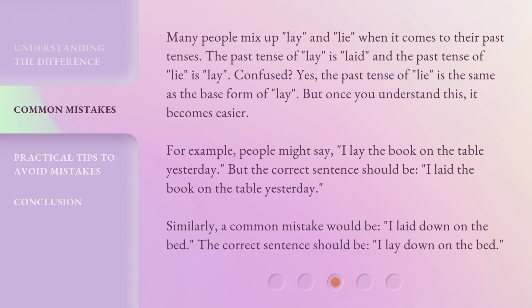For example, people might say, I lay the book on the table yesterday. But the correct sentence should be, I laid the book on the table yesterday. Similarly, a common mistake would be, I laid down on the bed. The correct sentence should be, I lay down on the bed.